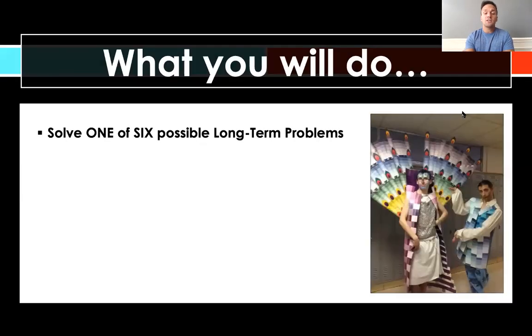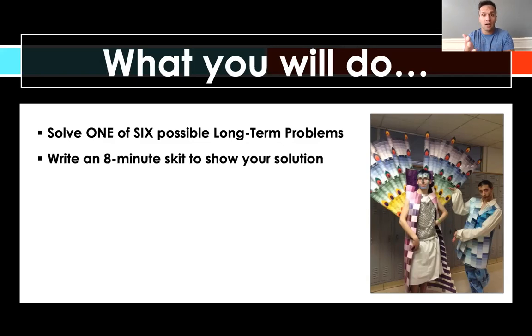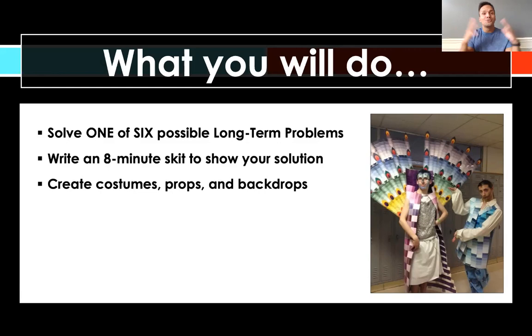So to start off, what you are going to do in OM is solve one of 6 possible long-term problems. Now in lesson 1, I introduced you to the 6 categories of long-term problems. You are going to choose one of those problems to solve this year. Then once you start solving your problem, you come up with your ideas, you're going to write an 8-minute skit, like a little play that showcases your solution, right? So all your ideas will be incorporated into this 8-minute performance that you have. You will then create costumes, props, backdrops, anything that helps your solution come to life, right? So that's expected of you as well.